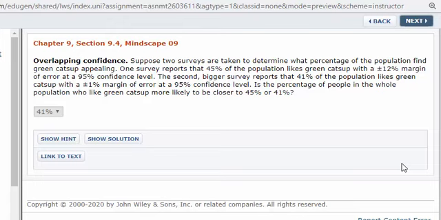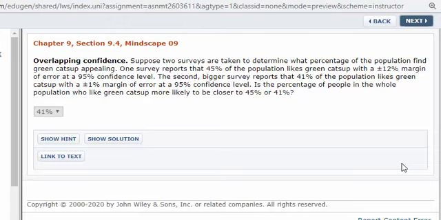So here's the deal. When you have a really large margin of error, it most likely means you had a very small sample size and you are not really confident in your results. The second, bigger, notice the word bigger, survey reports that 41% of the population likes green catnip with a plus or minus 1% margin of error at a 95% confidence interval. What that means is, notice how the margin of error is much smaller. What that means in terms of statistics is you are much more confident in your results.